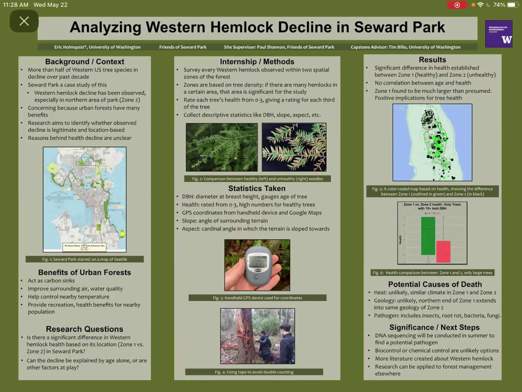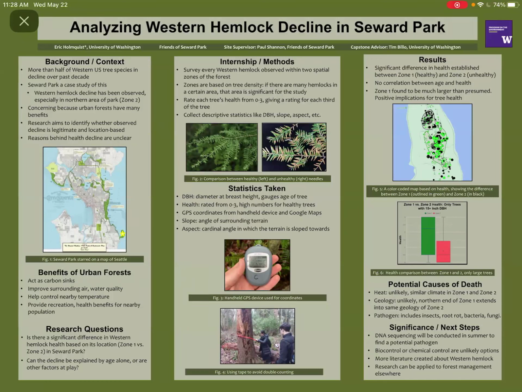We collected summary statistics for each tree. So the protocol was to get the GPS coordinates from Google Maps, tape the tree and write a number on it so that we couldn't count one tree multiple times, measure the DBH, diameter at breast height, which correlates strongly with age because usually the larger trees tend to be the older ones, and measure the slope and aspect of the surrounding ground. So that was to see if trees growing on steep slopes were sicklier or vice versa.